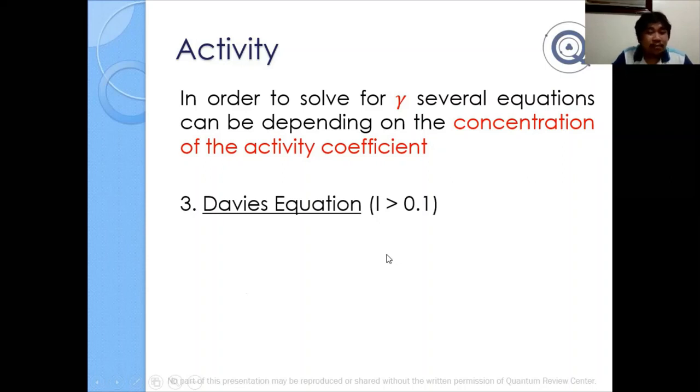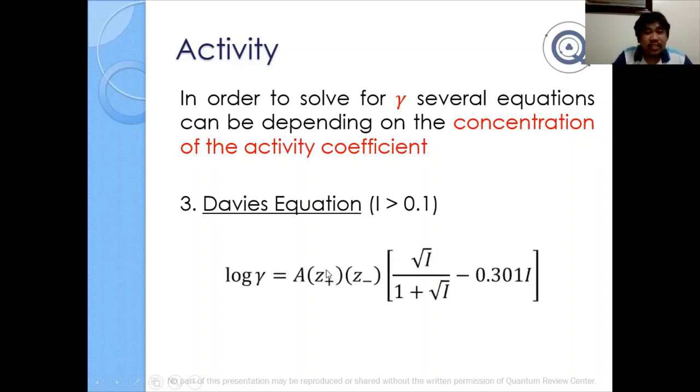And lastly, if you have greater than 1, so medyo malayo na. Paglampas na ng 0.1, pwede na kayong gumamit ng Davies equation. So yeah, Davies equation is log of gamma is equal to A Z plus times Z minus. As you can see, pareho lang yung first part dito ng Debye-Hückel limiting law. Sa DHLL, this whole thing was just square root of I. Pero nagdagdag ka ng several terms para maging Davies equation.